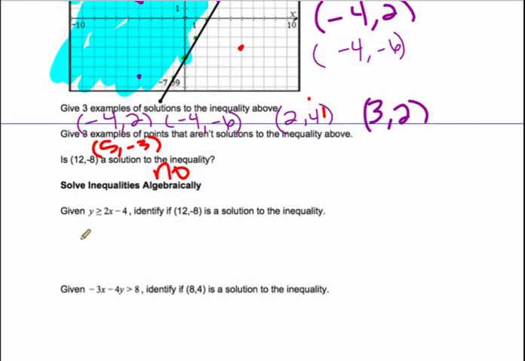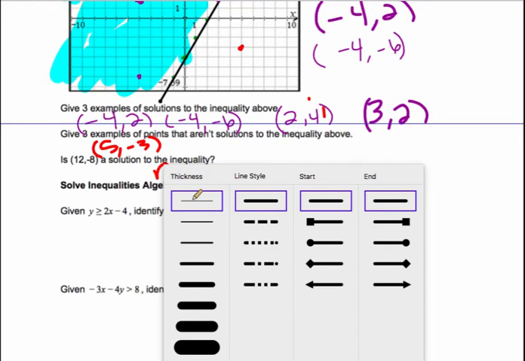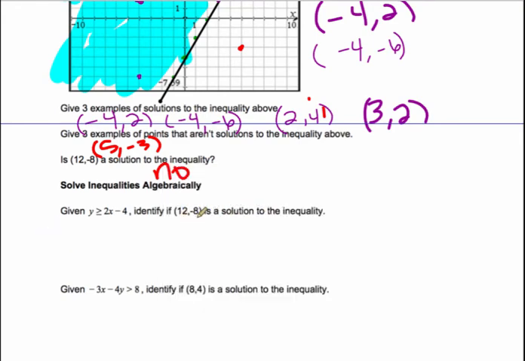So it says, given y is greater than or equal to 2x minus 4, identify if (12, -8) is the solution. Okay, so that's the one we just did. So let's do this algebraically. Now remember, this is an ordered pair. This is x and this is y. So all I'm going to do is plug these in for their respective variables and see if it's true.